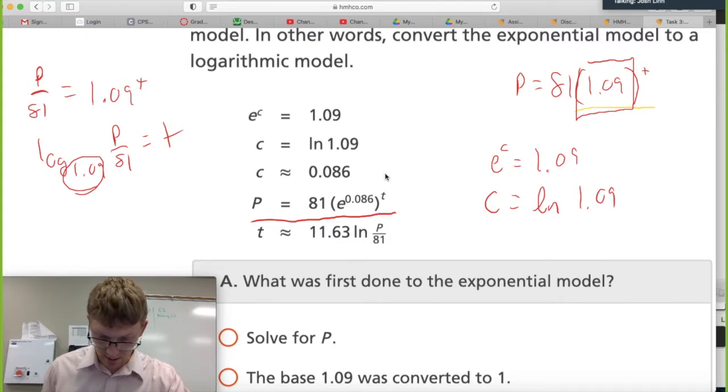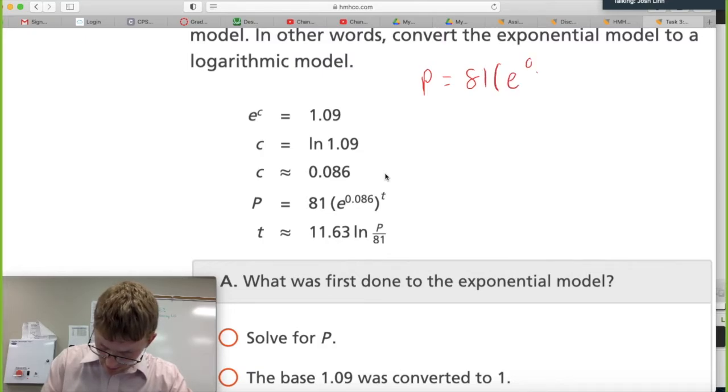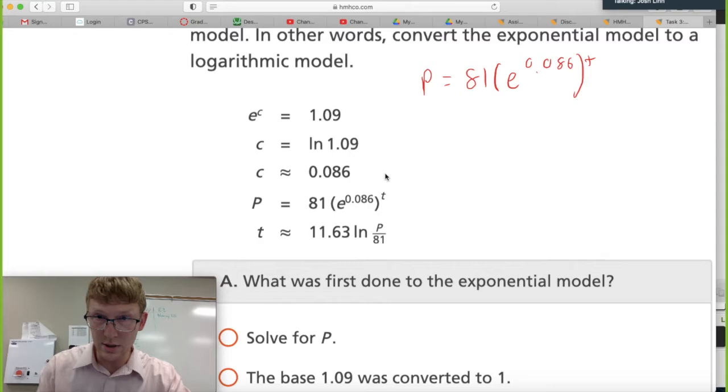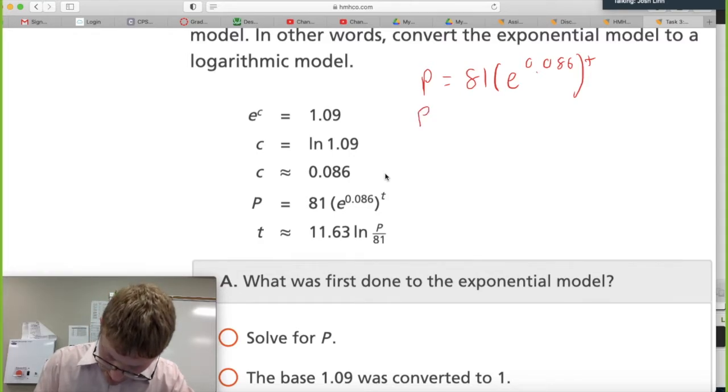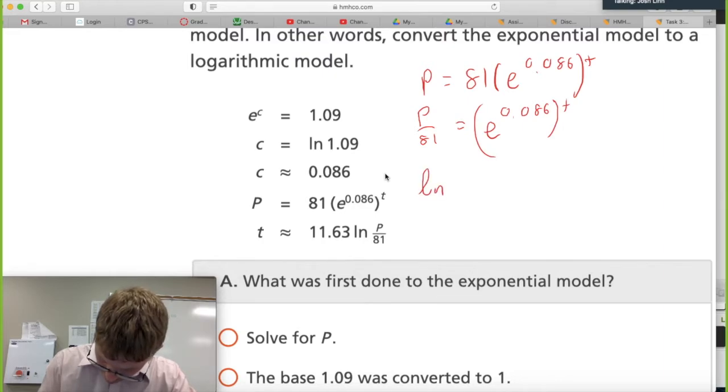And so from there, you can just do our algebra. So we've got p equals 81 e to the power of 0.086 t. So we do like we were originally going to do, divide by 81. So we have p over 81 equals e to the 0.086, again, raised to the power of t. So then we take the natural log of both sides. So we would have, what would we have? We'd have natural log of p over 81 equals 0.086 times t.